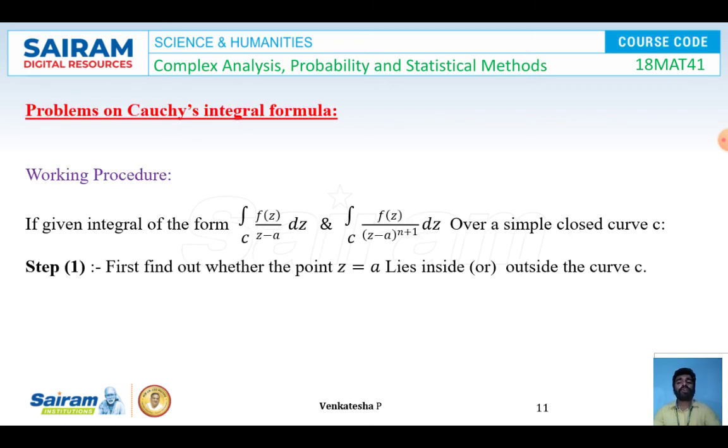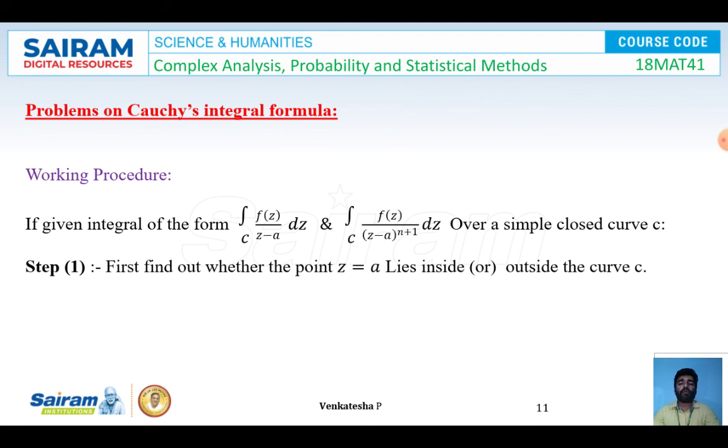Now, problems on Cauchy's integral formula. In this video I'll be discussing how to solve the problems only. The working rule: the first thing is, if the given integral is of the form integral over the region C f of z by z minus a into dz, or the integral over the region C f of z by z minus a whole power n plus 1 dz over a simple closed curve C. For the first kind of problem we have to use only the Cauchy's integral formula, and for the second kind we have to use the general form of the Cauchy's integral formula.